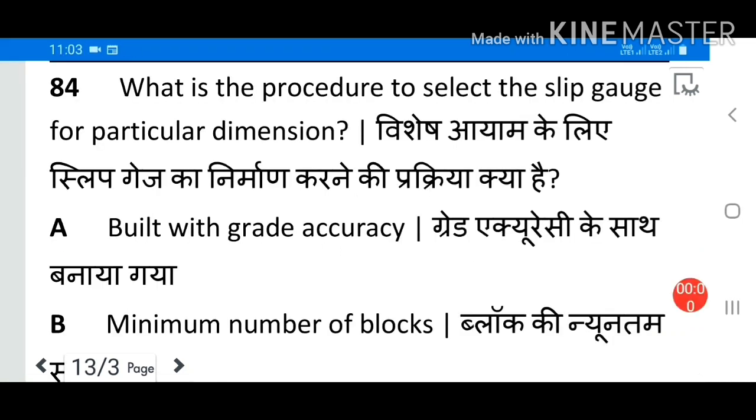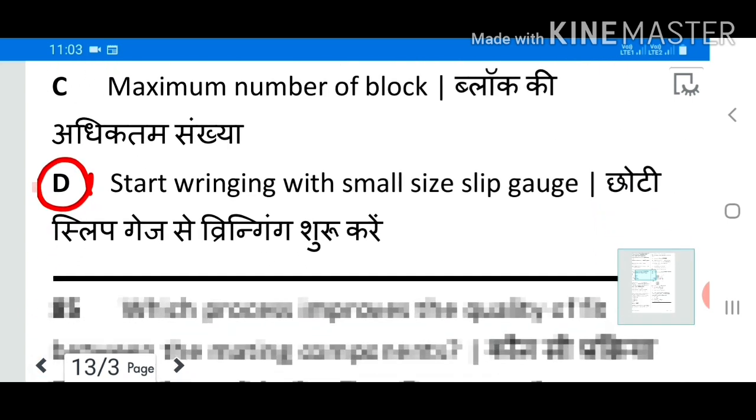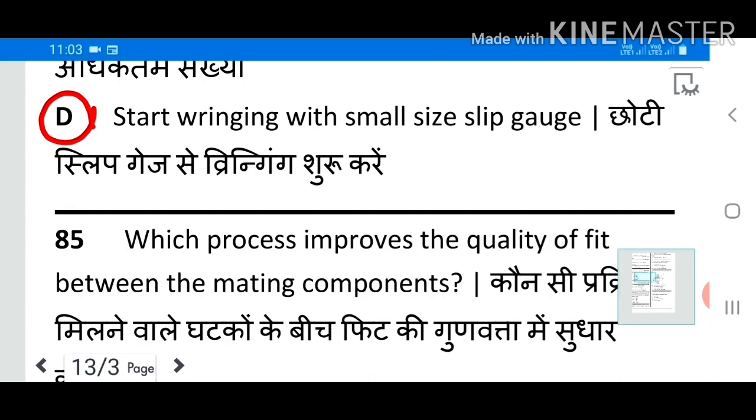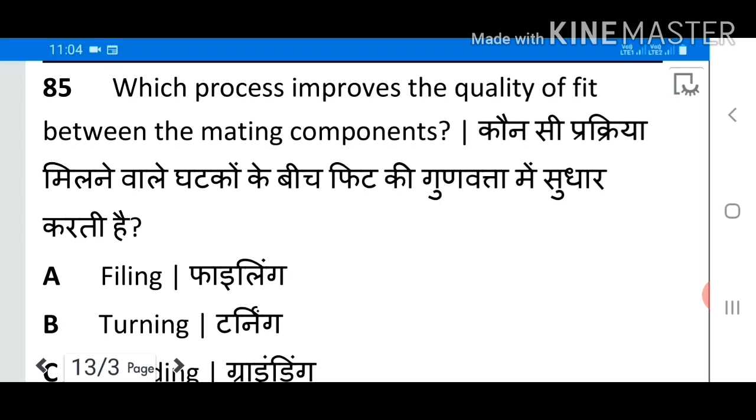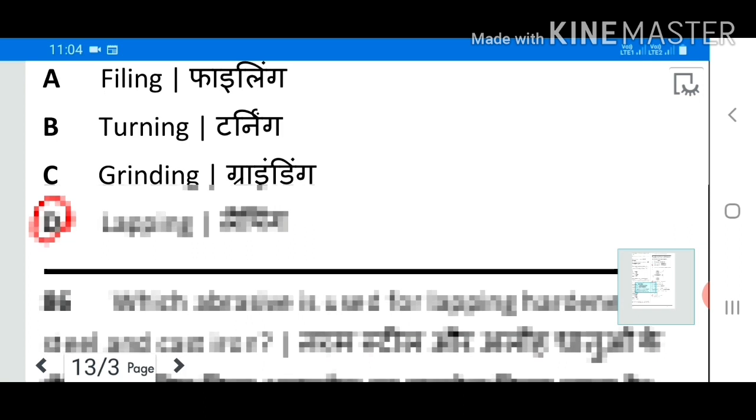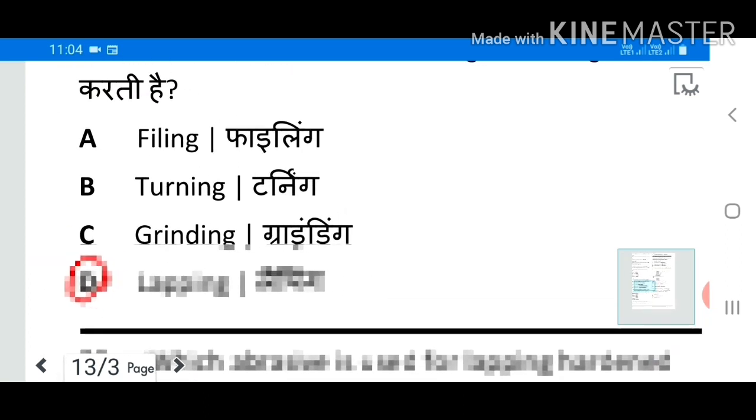84. What is the procedure to select the slip gauge for a particular dimension? Answer D. Start wringing with small size slip gauge. 85. Which process improves the quality of fit between the mating components? Answer D.